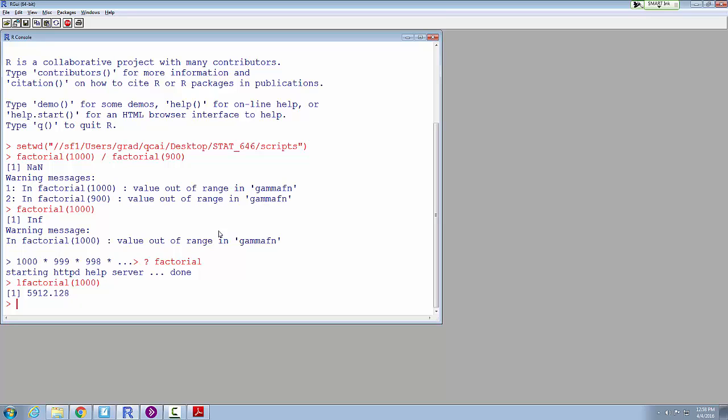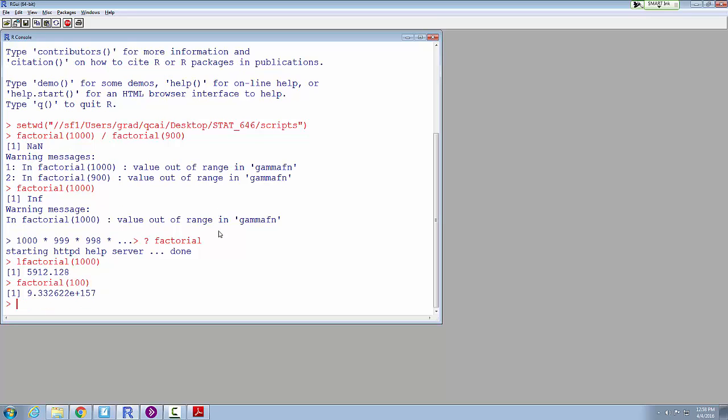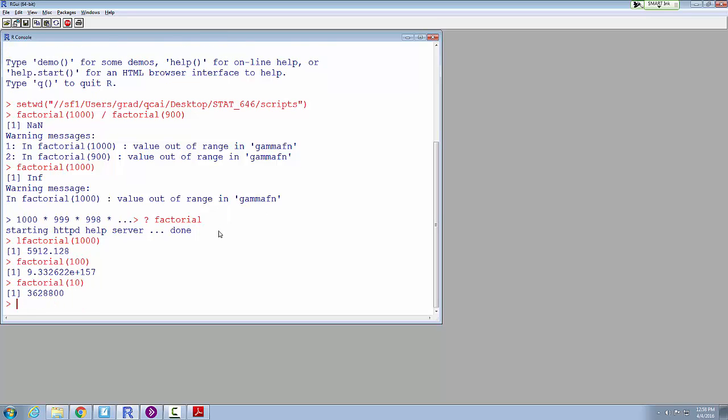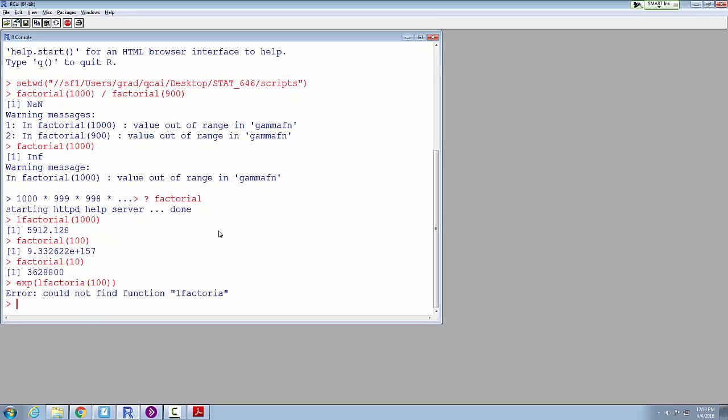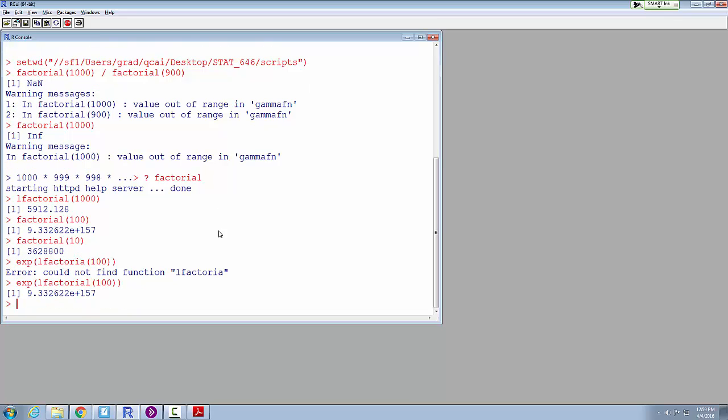When you log transform enormous numbers, they become much more reasonable. Factorial of 100 is enormous. Let's do factorial of 10. It's that. So I think if I do e to the L factorial, no. Yeah, I think that's right. E to the L factorial of 100. Yeah. Gave me what I wanted.